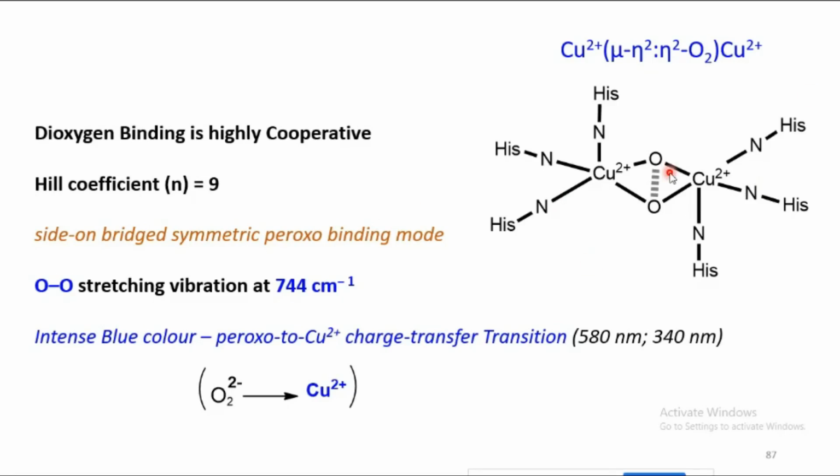But what is the reason? Here, the oxygen is shared between two copper centers, whereas in the previous case, it is binding only with one iron center.